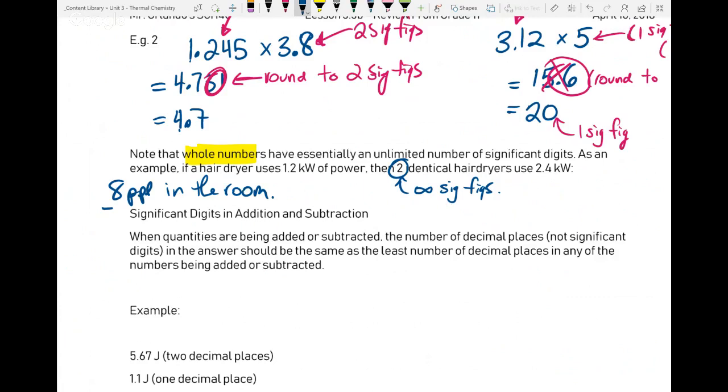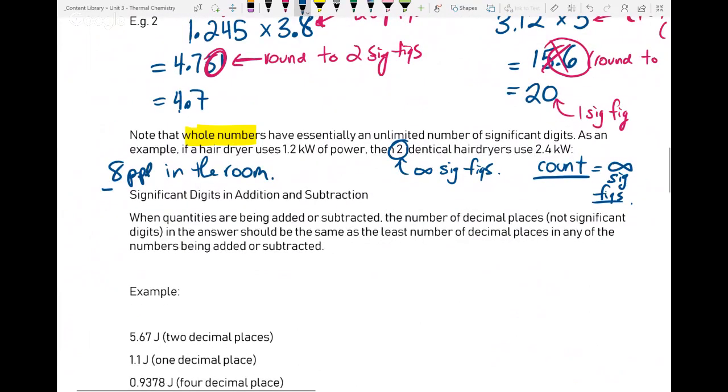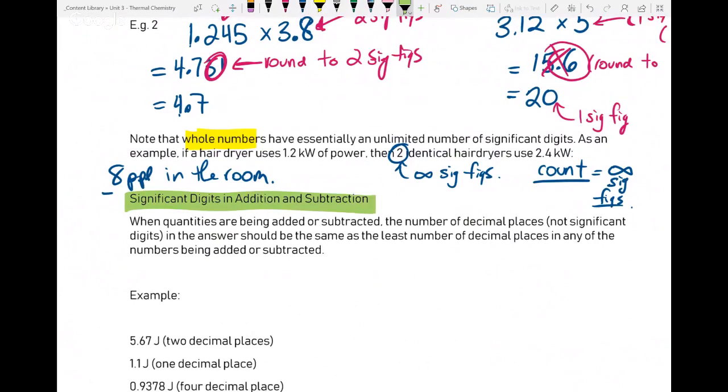When we count things, that's different. Counting is infinitely significant. So any number we count has unlimited sig figs, and you don't consider it when doing your multiplication. All right, now when we add and subtract, multiplication is easy. We count the lowest number of sig figs. Adding and subtracting is a little bit different. We don't count sig figs. Here we count decimal places.